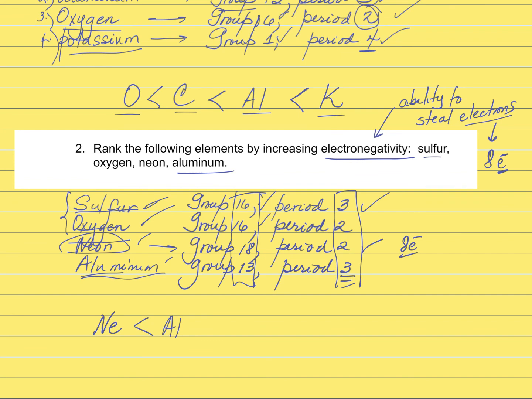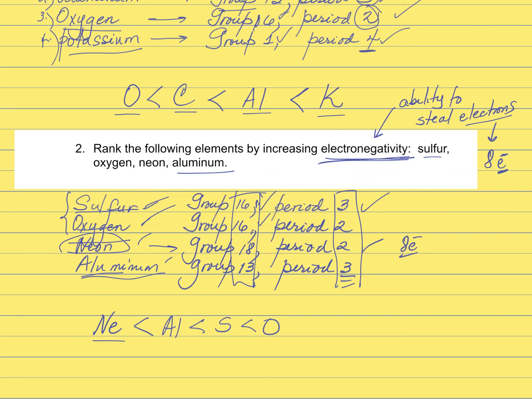One is in period 3. The other one is in period 2. But they are in the same group. You were learning from this presentation that as you're going down a group, electronegativity is going down too. So between oxygen and sulfur, which one has less electronegativity? Sulfur. And then you have oxygen.